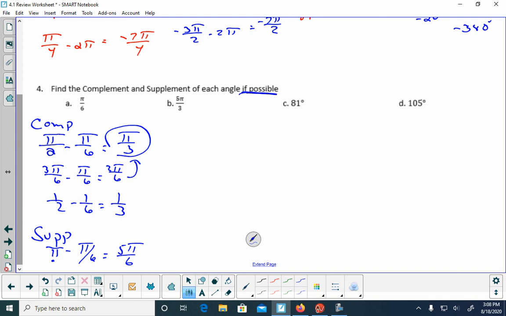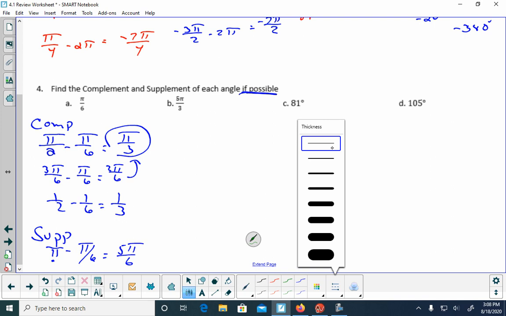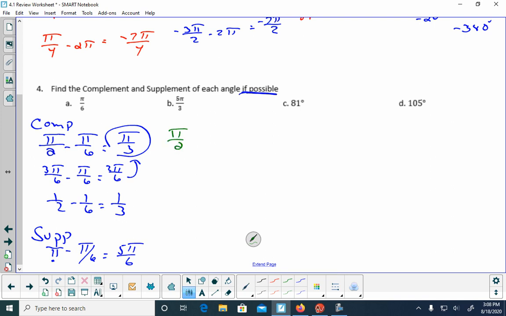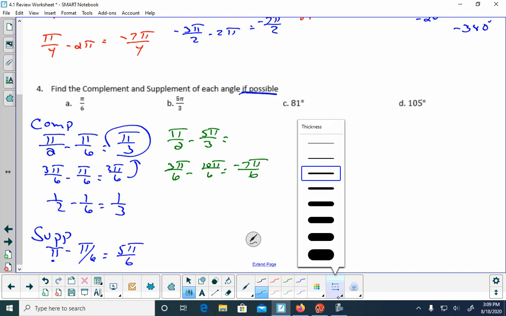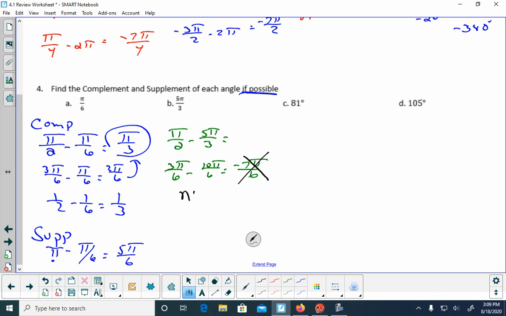Okay, starting part B, I now have 5 pi over 3. So when I try and take pi over 2 minus 5 pi over 3, I end up with a negative. Okay, 3 pi over 6 minus 10 pi over 6. So I end up with a negative 7 pi over 6, and that's negative, which means that does not work. And so it doesn't work, so that means there's no complement.